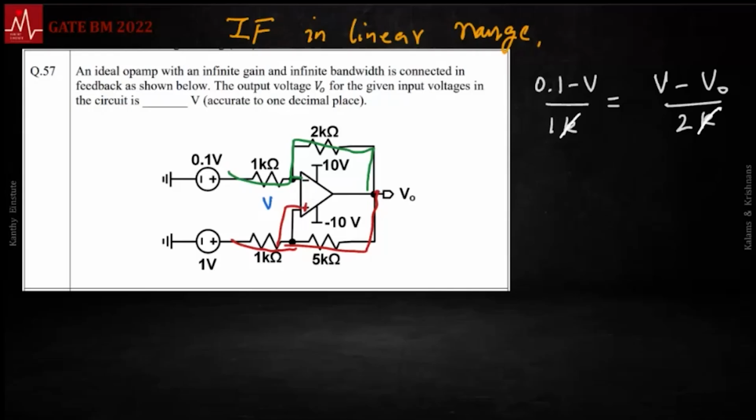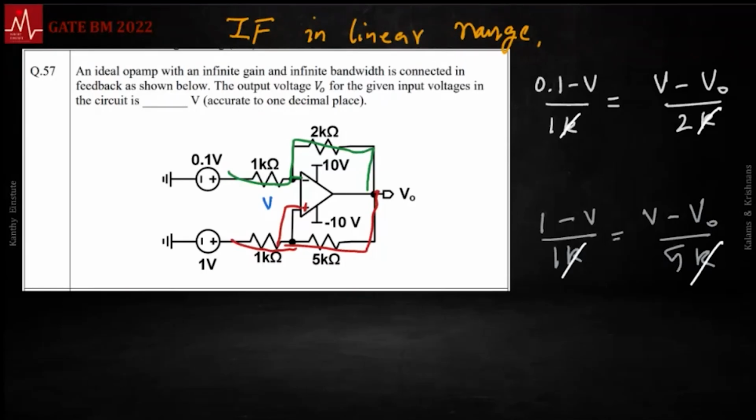One more equation. There is no current through the inverting terminal either. So let's look at this non-inverting terminal, the plus terminal. No current through that. That gives me 1 minus V over 1K equals V minus V naught by 5K. Solve for V and V naught.